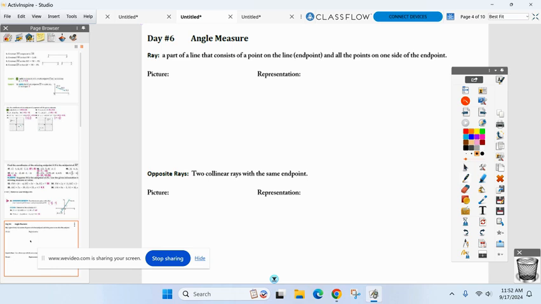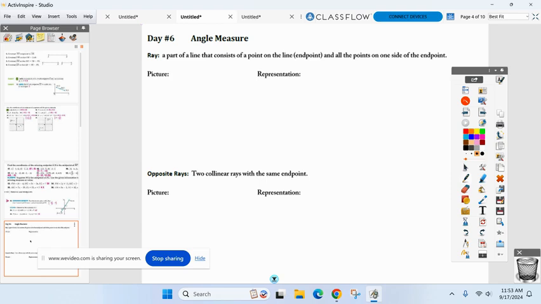Alrighty. Here we go. Everybody's here. Tomorrow's quiz is lines, planes, segments. Now we're going to start talking about angles. That's the second half of this unit.